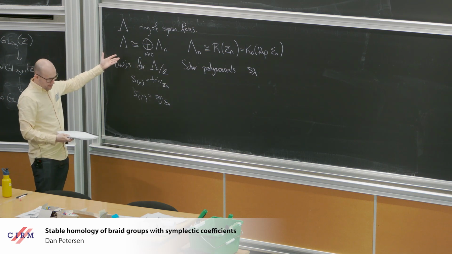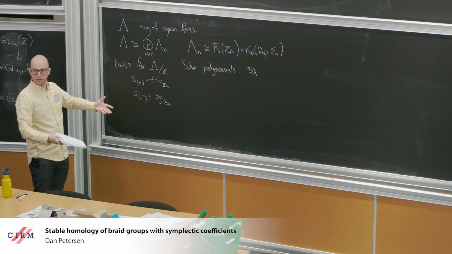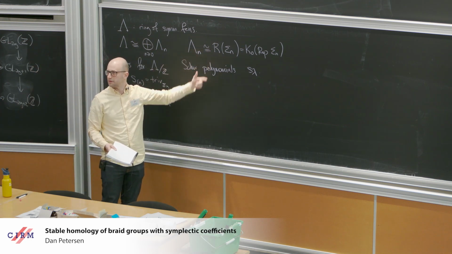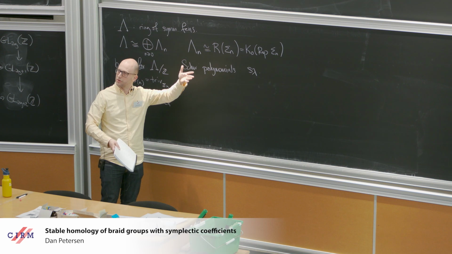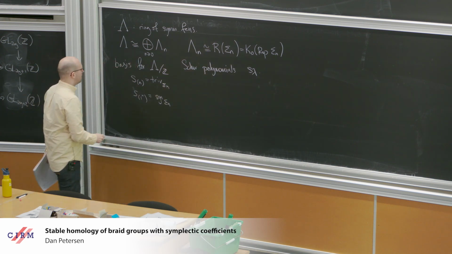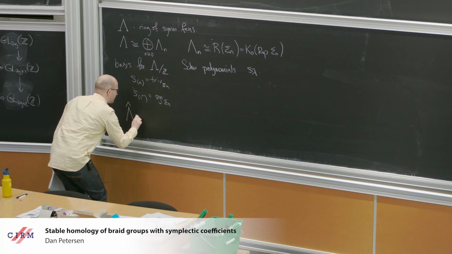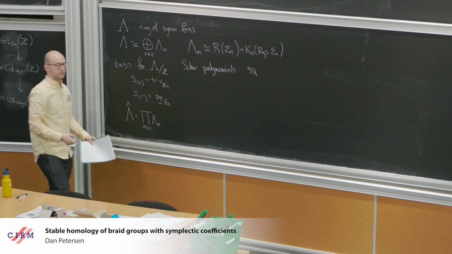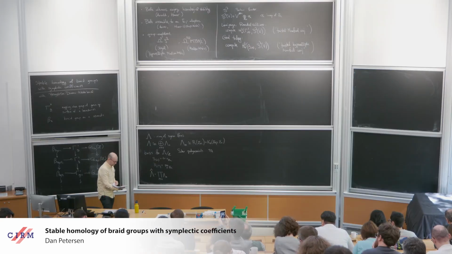And it's a ring, and the multiplication is given by the induction product. So if I take a representation of Sn and a representation of Sm, I can induce to S(n+m). It's Day convolution. And I will also need the completion, which is just the product of its graded pieces.